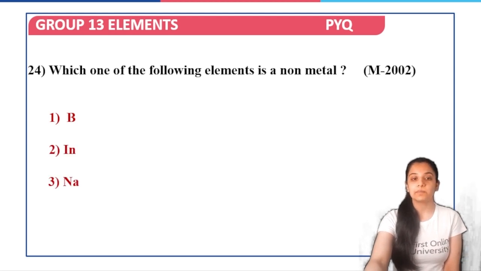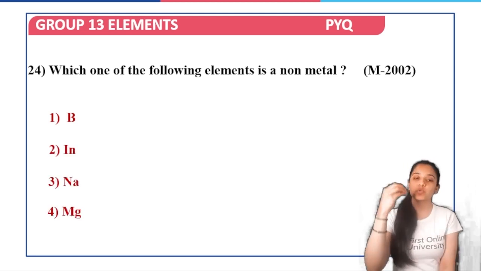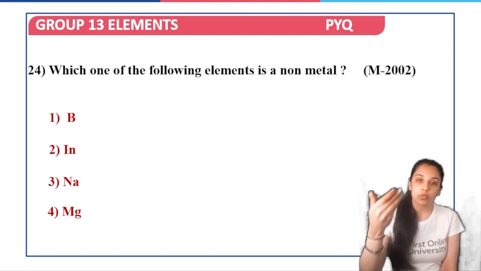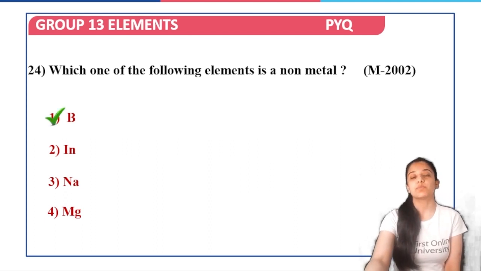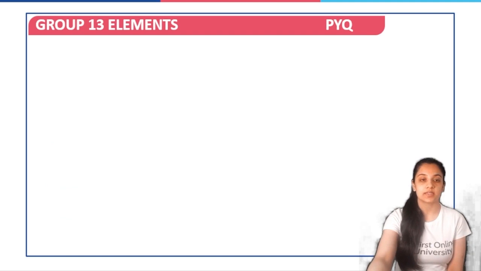Boron, indium, sodium, magnesium. See, we know sodium and magnesium are metals. Out of boron and indium, which is a non-metal? It is boron. Option 1 is the correct answer.